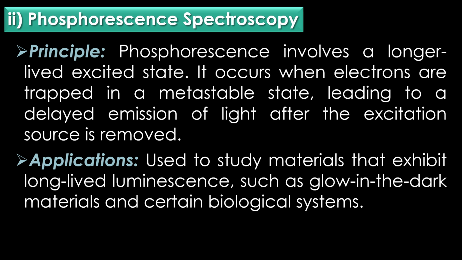The second type of emission spectroscopy is phosphorescence spectroscopy. Similar to fluorescence, but phosphorescence involves a long-lived excited state. It occurs when electrons are trapped in a metastable state, leading to a delayed emission of light after the excitation source is removed. Phosphorescence spectroscopy is used to study materials that exhibit long-lived luminescence, such as glow-in-the-dark materials and certain biological systems.